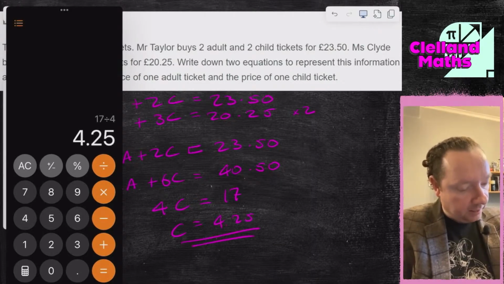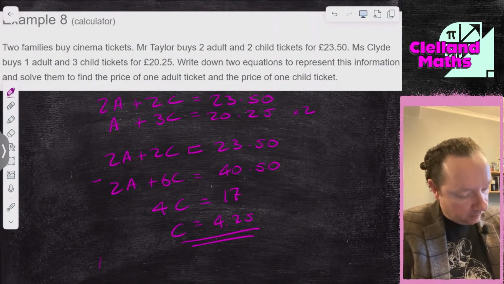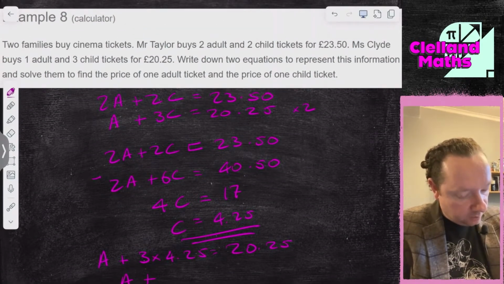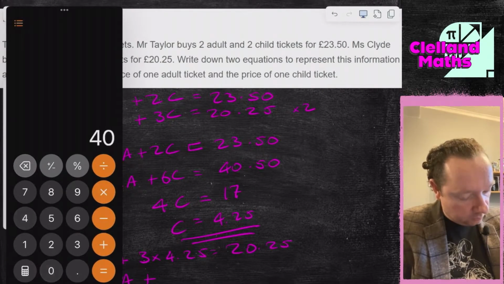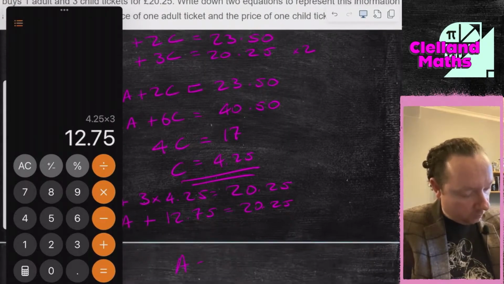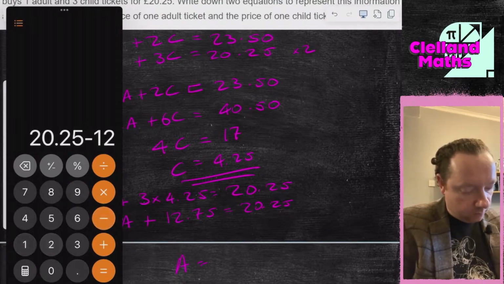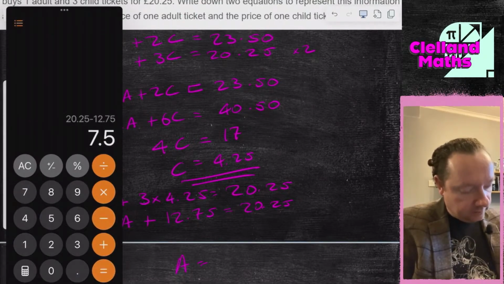And now we need to sub that into one of our equations. So of the equations we've got, A plus 3C, A plus 3 times 4.25 equals 20.25. So A plus, well, we need to work out the times sum, so we might as well just do it. 4.25 times 3 is 12.75 equals 20.25. So to work out A, we take away, because the opposite of add is take away. 20.25 minus 12.75, and we get 7.5.